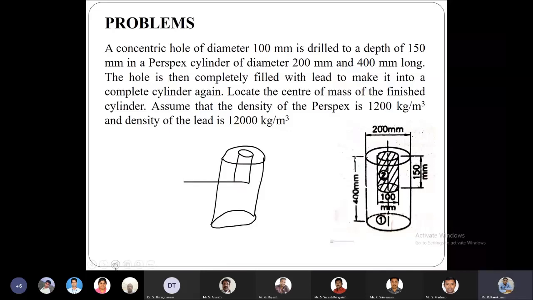And similarly for y bar also. For y bar we will be using rho 1 v1 y1 minus rho 1 v2 y2 plus rho 2 v3 y3, divided by the same. Sir, could you share only the screen?